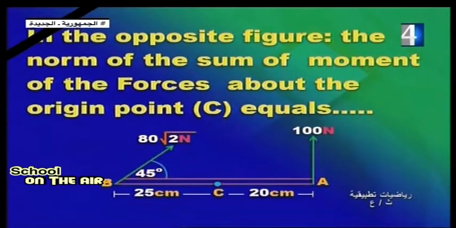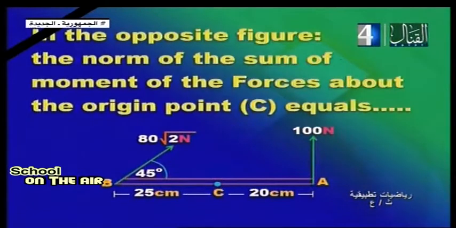Remember, this is a very important example. And we have other notes. What is the note? The direction of 80 root 2 is clockwise, so it is negative, but the direction of 100 newtons is anti-clockwise, so it is positive. We know that we have two directions of moment: anti-clockwise is positive, but clockwise is negative.